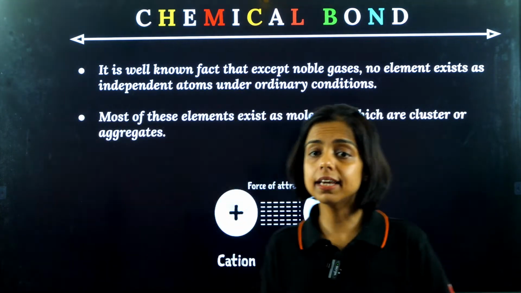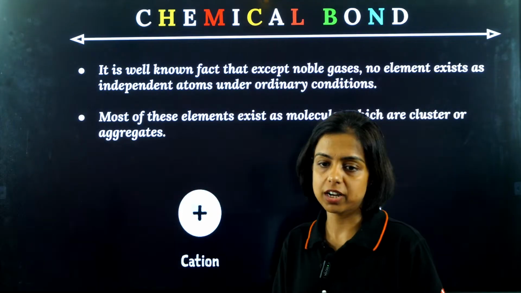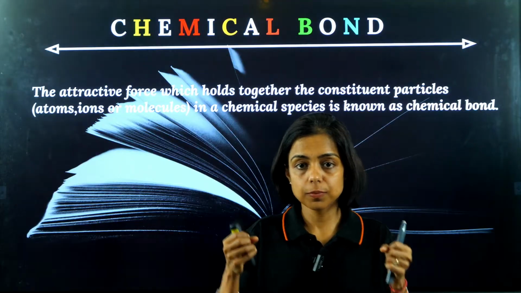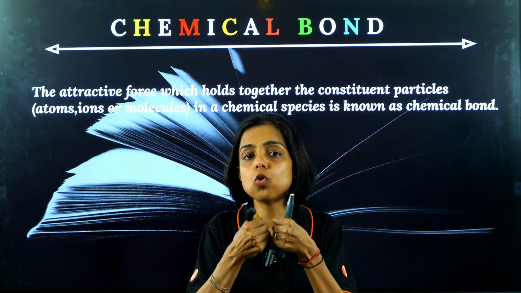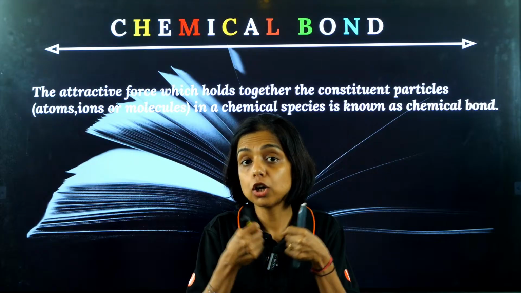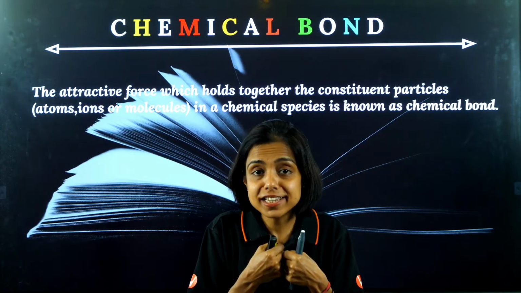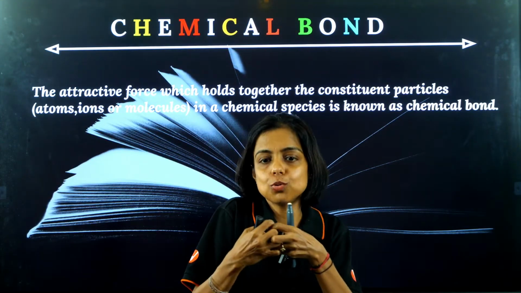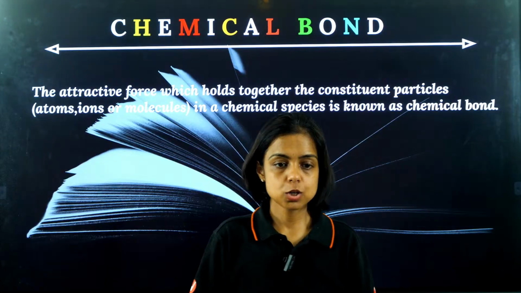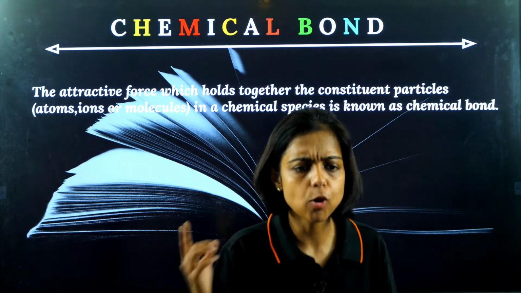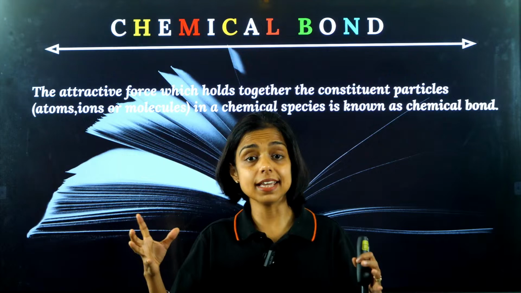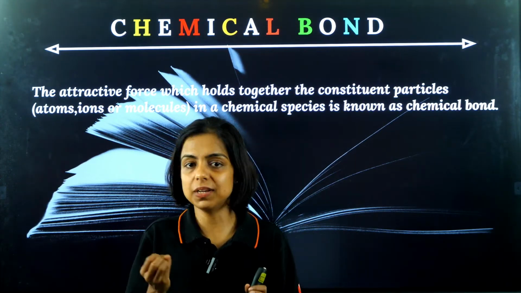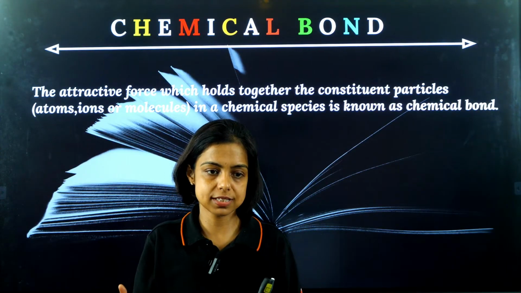So basically, a chemical bond is a force of attraction. It is the force of attraction which holds the constituent particles together, be it two atoms, two ions, or two molecules. The force of attraction between them, which keeps them together, is a chemical bond. So if anyone asks you what a chemical bond is, you will say it is a force of attraction, the pyar, the mohabbat between two particles, be it atoms, ions, or molecules.